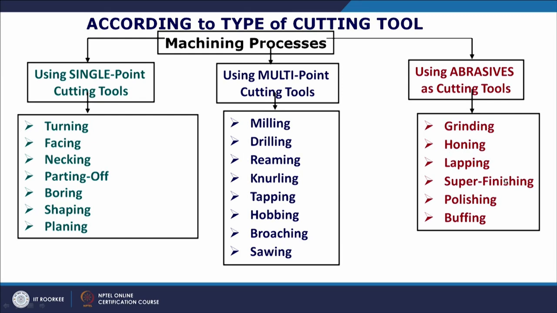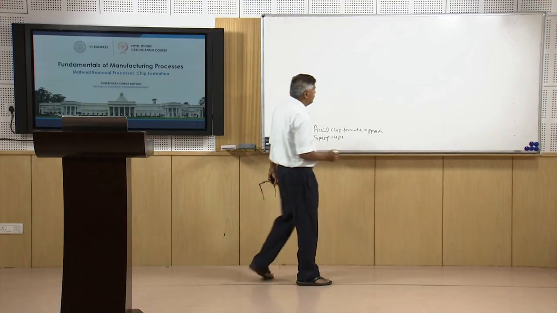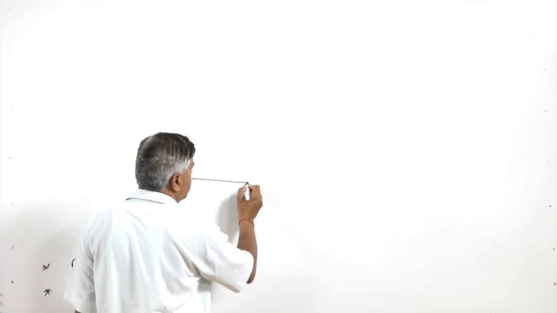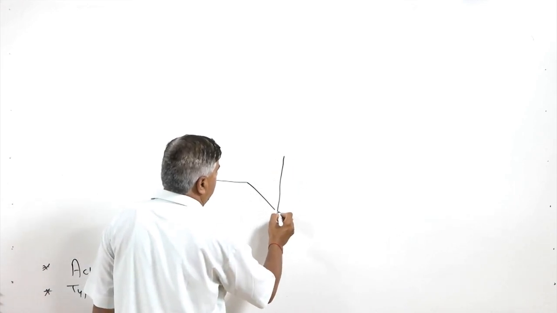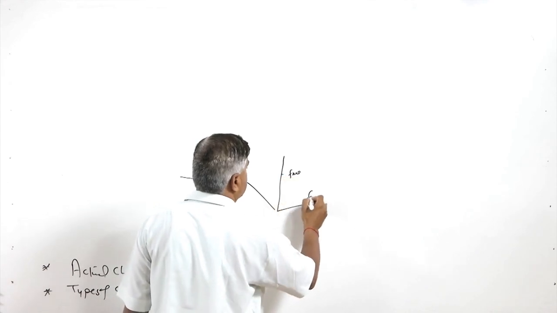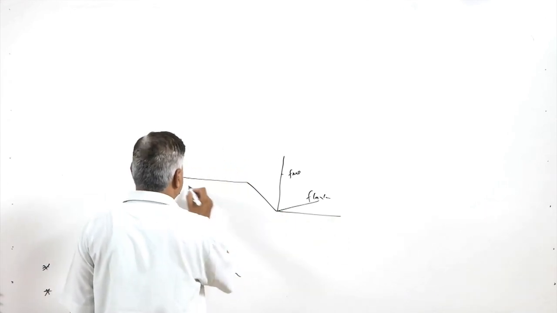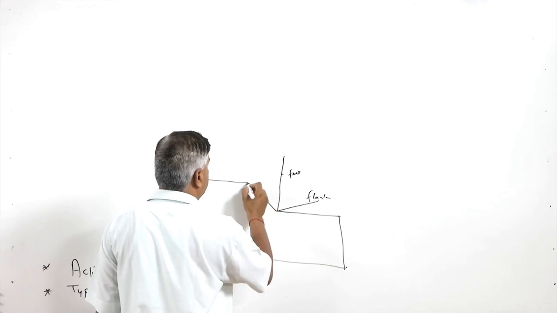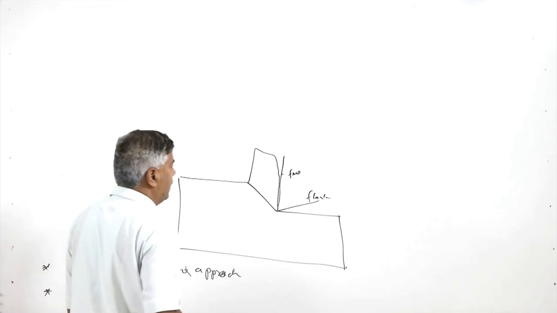Now, if we see what I explained last time, this is the workpiece material which is to be machined, this is the plane along which shearing is taking place, this is the tool and this is the flank. So, this is the face of the tool, this is the flank and this is the machined surface of the workpiece. The shearing will be taking place along this particular plane, and after shearing off, the chips will be coming off the surface like this.